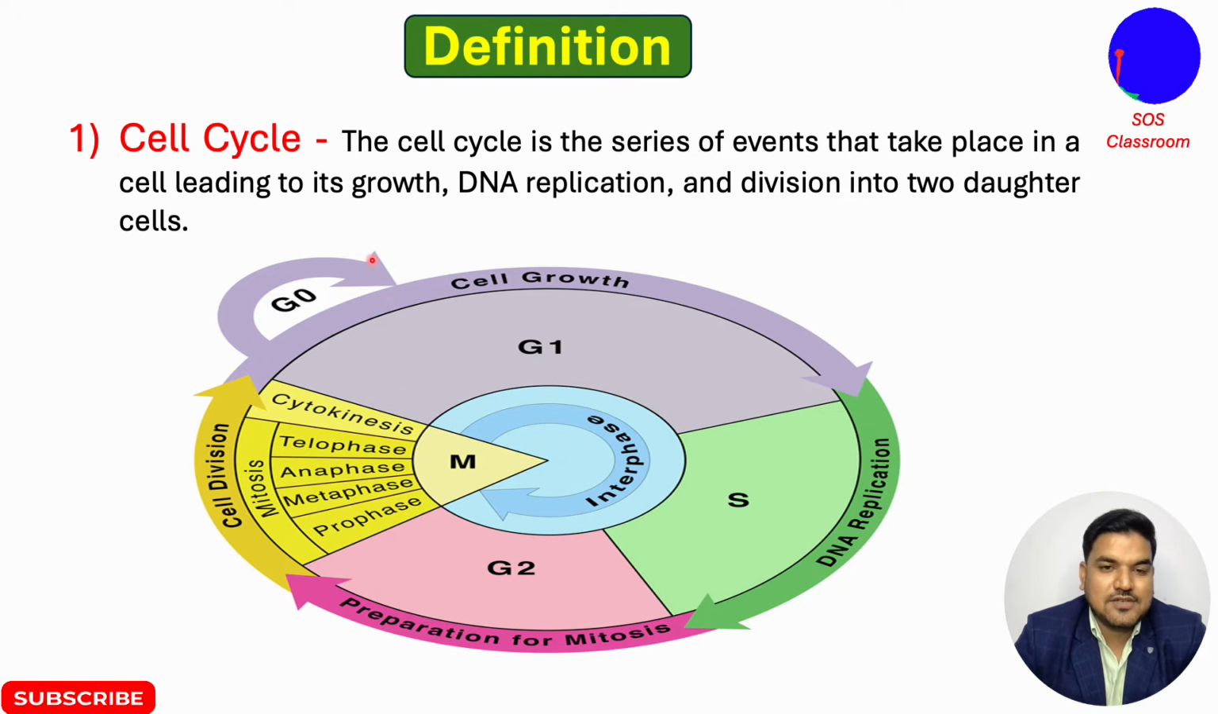Here you can see the definition: a series of events. In this series of events we discuss growth 1, growth 2, the synthesis phase, and cell division. We will discuss different types of cell division. So, the cell cycle is a series of events that take place in a cell, leading to its growth, DNA replication, and division into two daughter cells in mitosis, and in meiosis there are four daughter cells. This is a graphical presentation of the complete cell cycle.